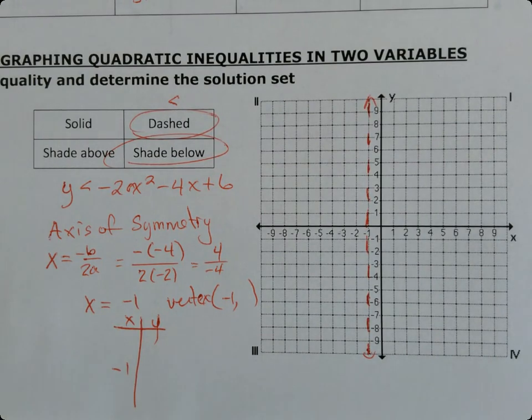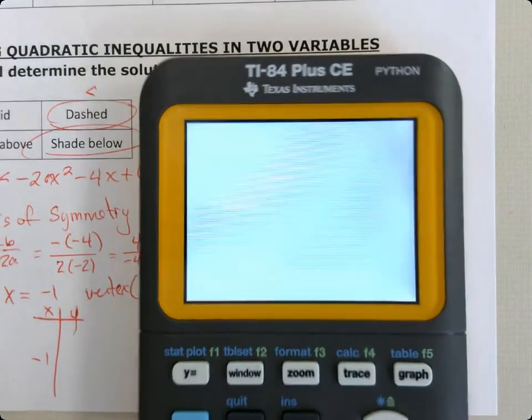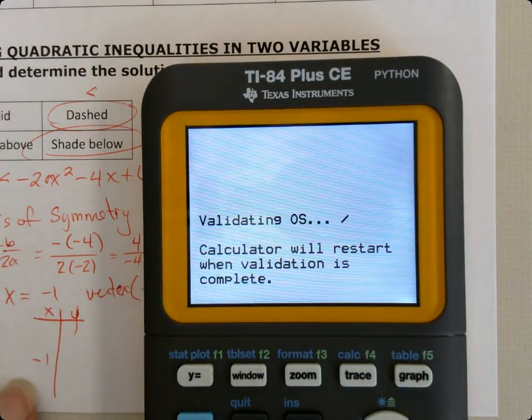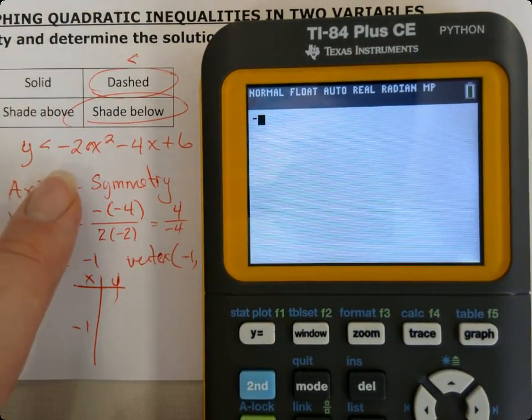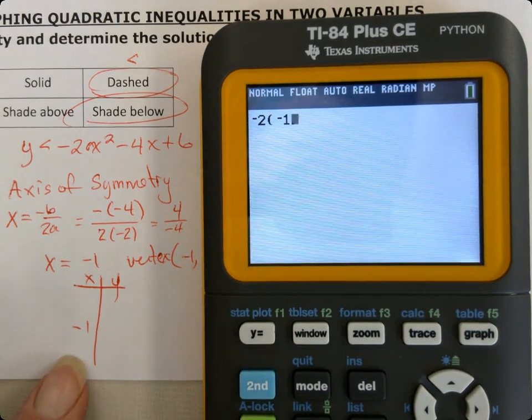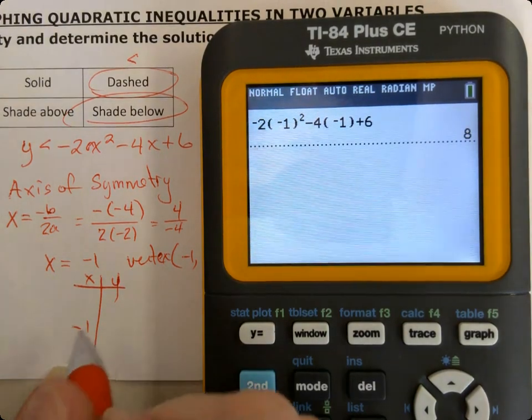We should get out a +8. When you go to put it in there, make sure you're using parentheses. So I'm going to do -2 times (-1) squared on the outside, -4 times -1, and then +6. And I get out 8.